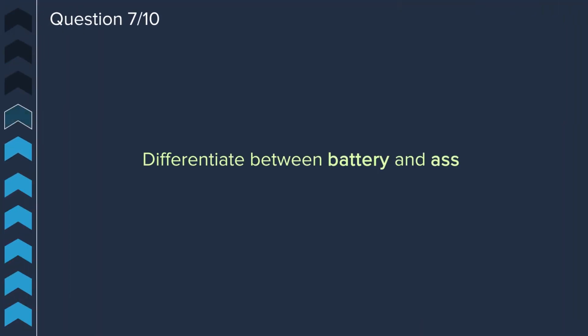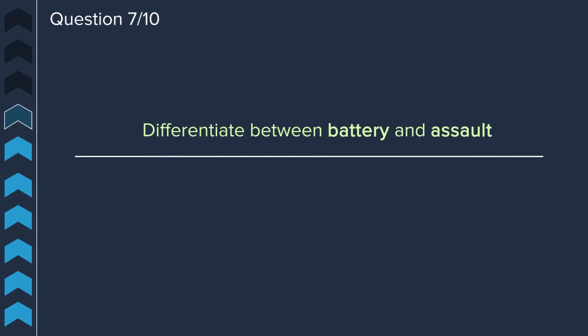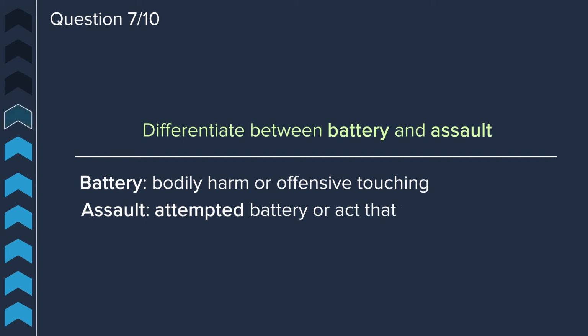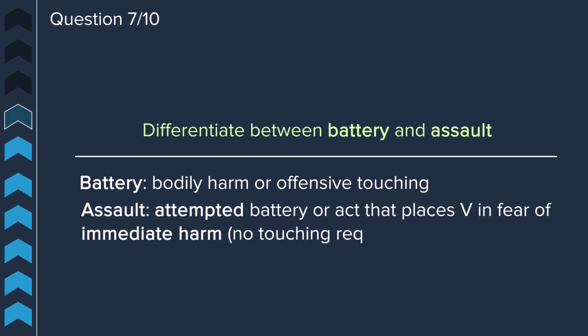Question 7. Differentiate between battery and assault. Battery is either bodily harm or offensive touching, whereas assault is attempted battery, or an act that places the victim in fear of immediate harm. No touching is required for assault.